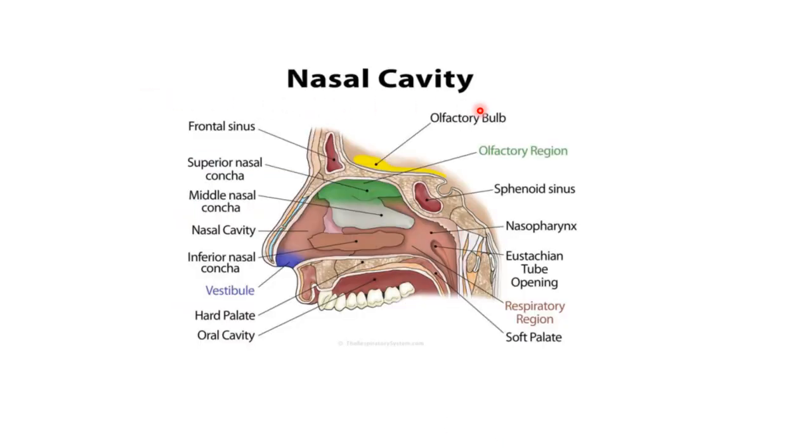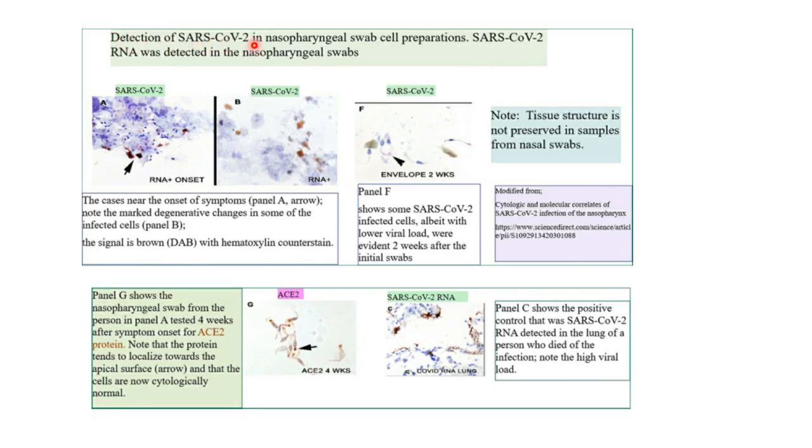This is a diagram of the nasal cavity, and there is the nasal cavity and nasopharynx, because we will be looking at some samples from this area. Detection of SARS-CoV-2 in nasopharyngeal swab cell preparations, and they were looking for RNA. Panel A is the cases near the onset of symptoms, and B, also cases near the onset of symptoms, shows degenerative changes. You can see the cells are not very healthy.